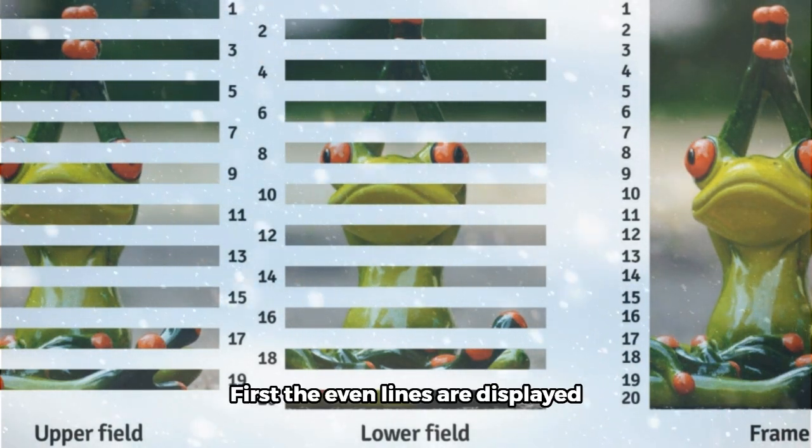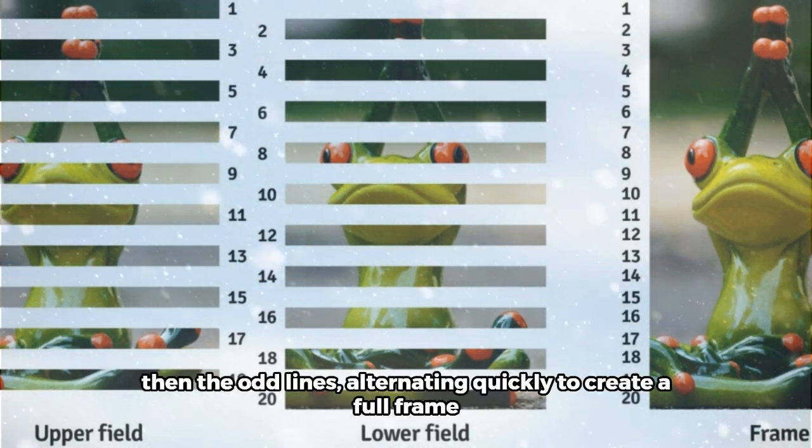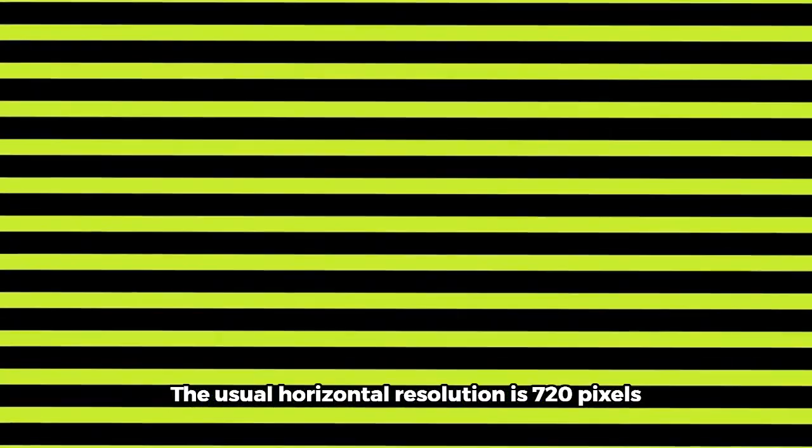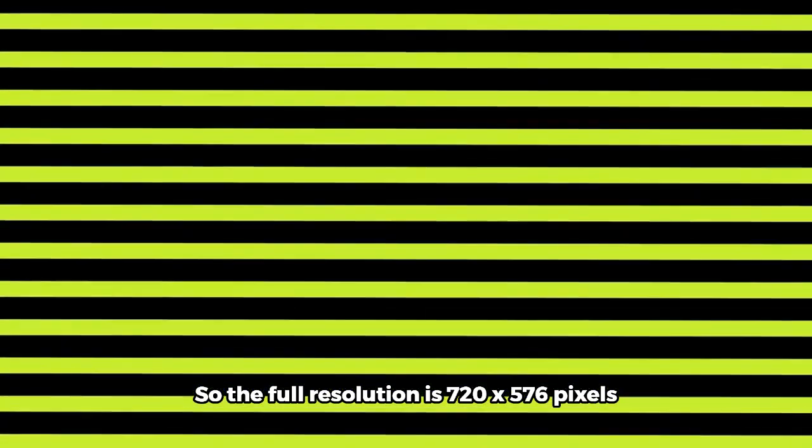First, the even lines are displayed, then the odd lines, alternating quickly to create a full frame. The usual horizontal resolution is 720 pixels, so the full resolution is 720 by 576 pixels.